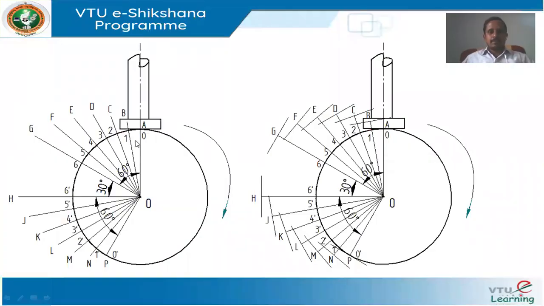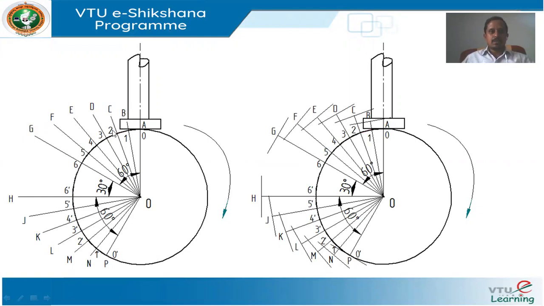Similarly, A coincides at 0. To mark B, take the distance from 1 to B using a compass, take 1 as center and draw an arc. Like that we can determine the intersecting point B, then trim the unwanted extended line.